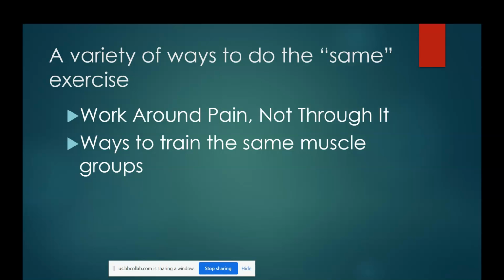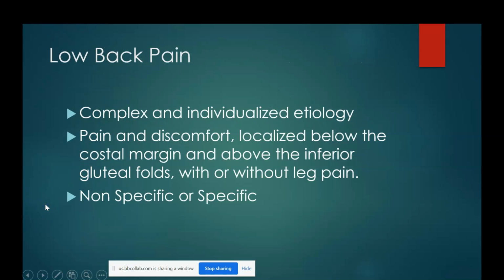Now, some principles that we need to think about is that we want to work around pain and not actually through it. So we don't want to do exercises that cause further pain. If we want to work around pain and not through it, what are some ways to train the same muscle groups, to train muscle groups without actually causing pain?